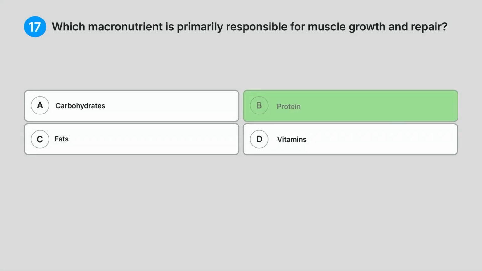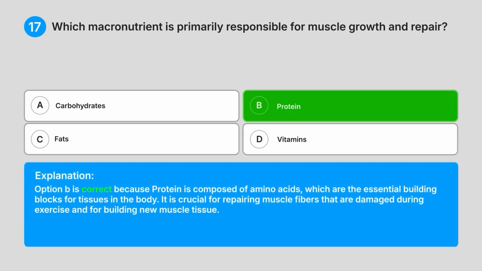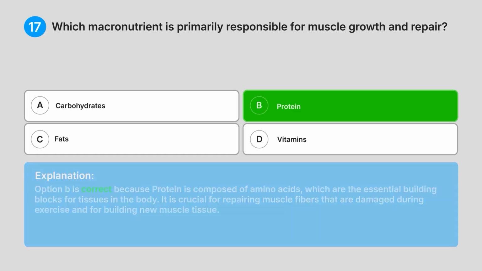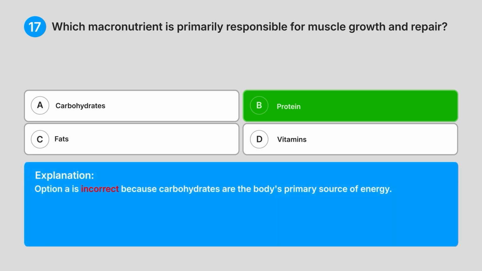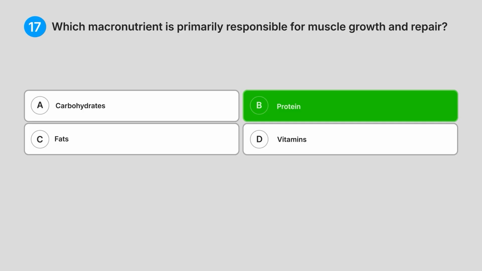Correct answer, B. Protein. Explanation: Option B is correct because protein is composed of amino acids, which are the essential building blocks for tissues in the body. It is crucial for repairing muscle fibers that are damaged during exercise and for building new muscle tissue. Option A is incorrect because carbohydrates are the body's primary source of energy.